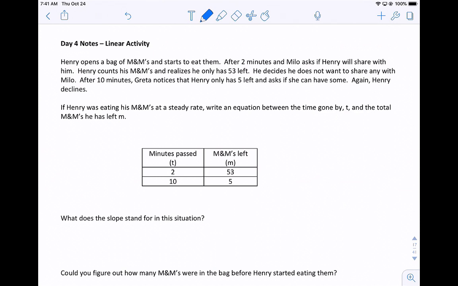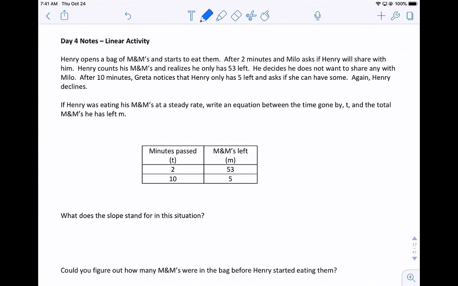Today in class we're going to do an activity where we practice all the topics that we've covered so far this chapter, but we'll start with a quick warm-up. So for the warm-up, Henry opens a bag of M&Ms and he starts to eat them. After 2 minutes, Milo asks Henry if he would like to share with him. Henry counts his M&Ms, realizes he only has 53 left. He decides he does not want to share any with Milo.